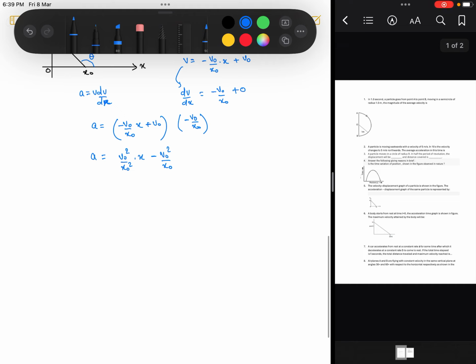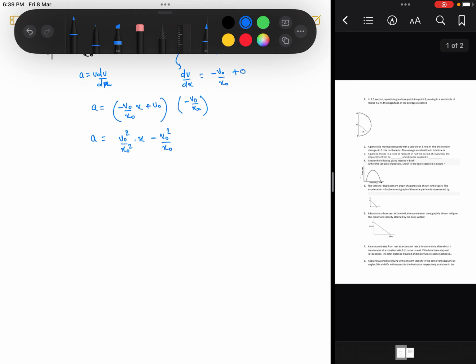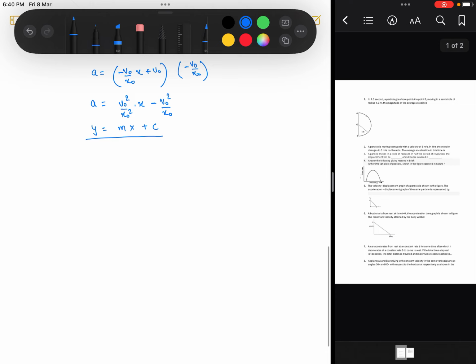Okay, so this is also a straight line drawn between the acceleration and x, which is having positive slope but negative y-intercept. So comparing with y is equal to mx plus c, here c is negative, m is positive, we will draw the equation of line between the acceleration and the displacement. That will be the acceleration and this will be the displacement. So our line will be like this.